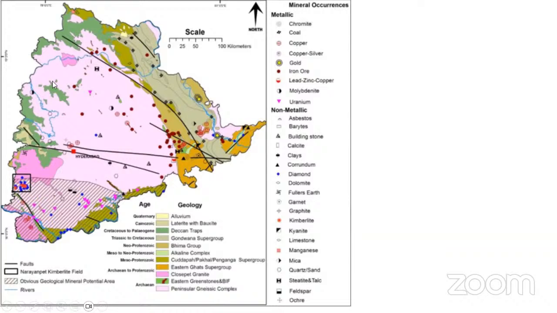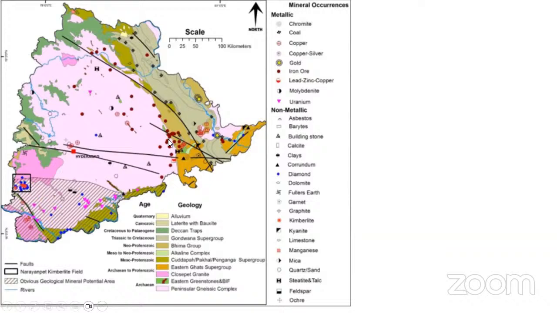The central part of the Telangana state is covered with the peninsular gneissic complex rocks. Whereas in the western, eastern and southeastern sides, the area is covered with Proterozoic age Penganga or Cuddapah supergroup rocks. In the northeast, the area is covered with Eastern Ghats supergroup geological formations, whereas in the north and northwestern part, the area is covered with the Deccan traps, that is basaltic terrain.